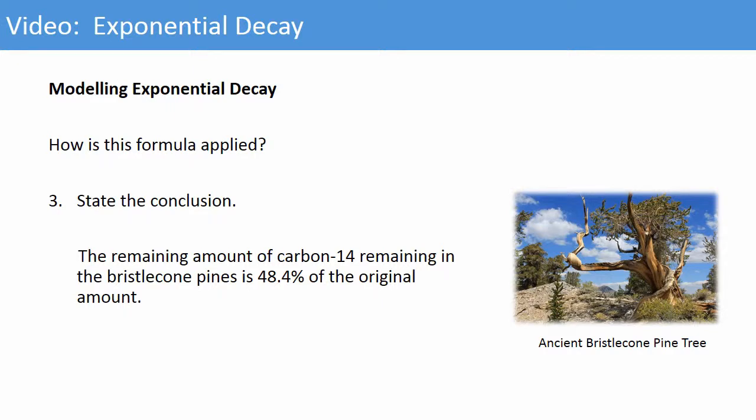State your conclusion. The amount of carbon-14 remaining in the Bristlecone pines is 48.4% of the original amount.